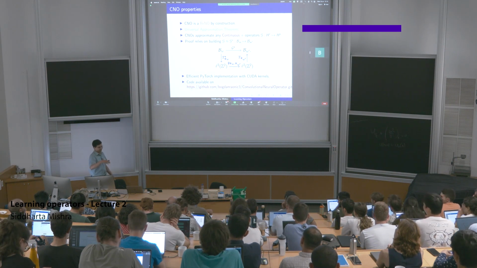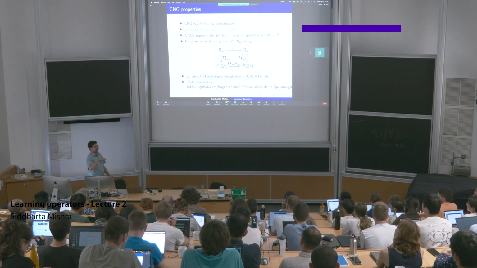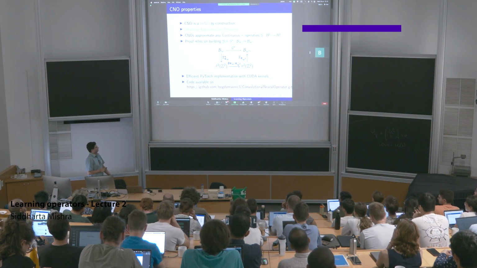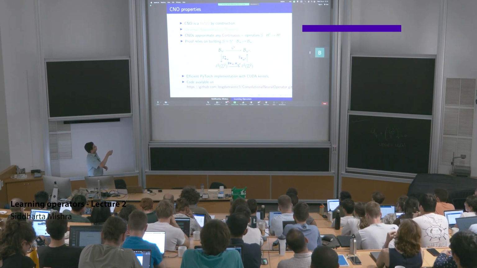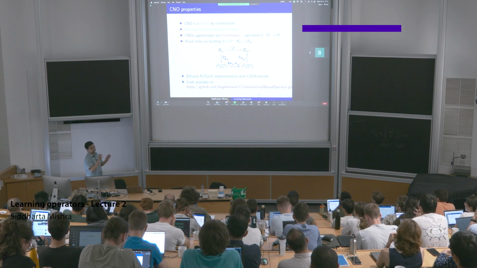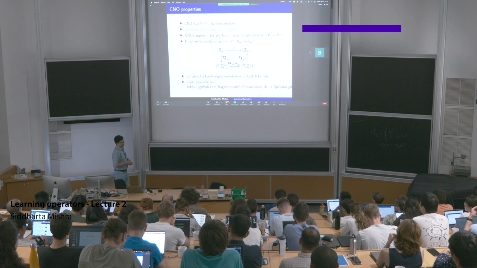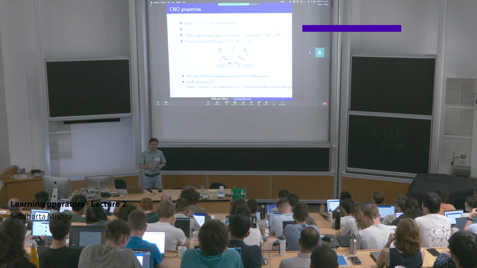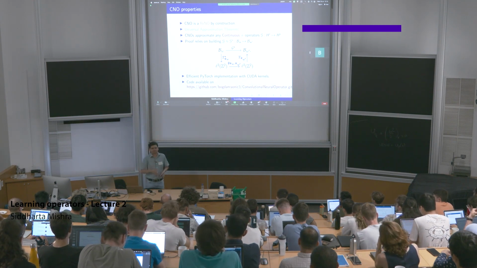We are almost done. It has the properties that FNO has and DeepONet has. In addition, by construction, it is a Reno. So this is sort of the main advantage. And after the break, we will see whether this works in practice or not. Right? Since I'm presenting, it probably does, but we will see that.